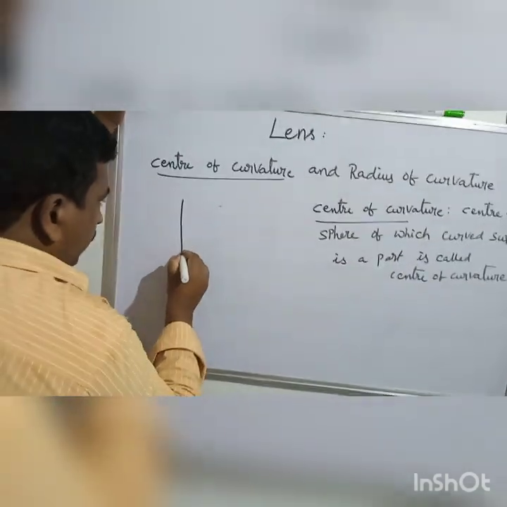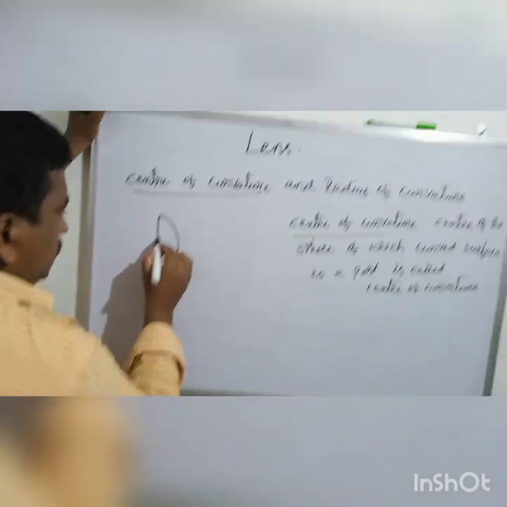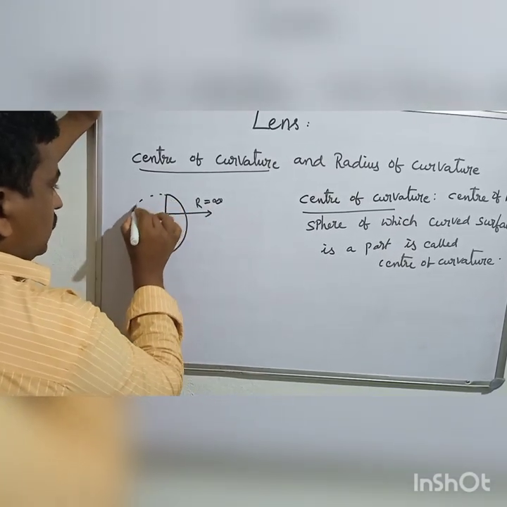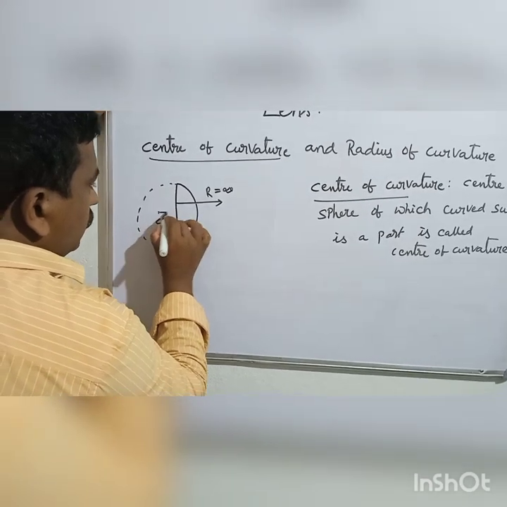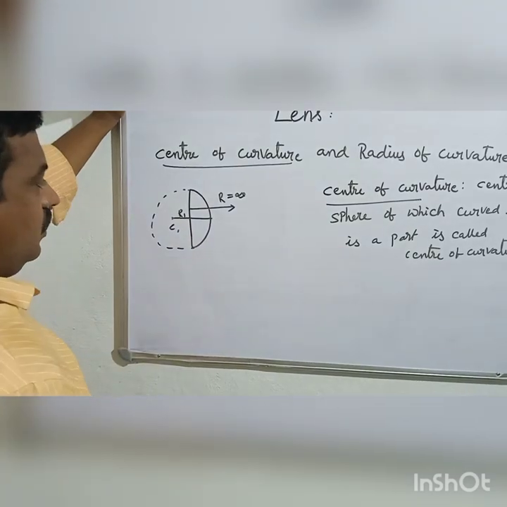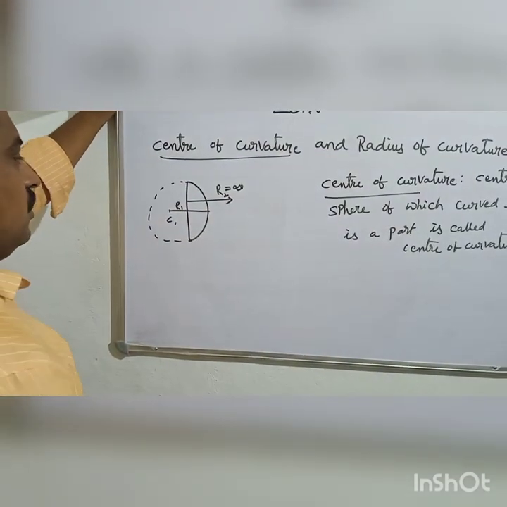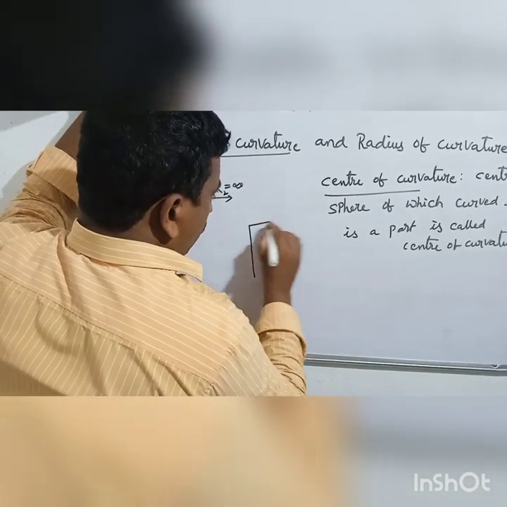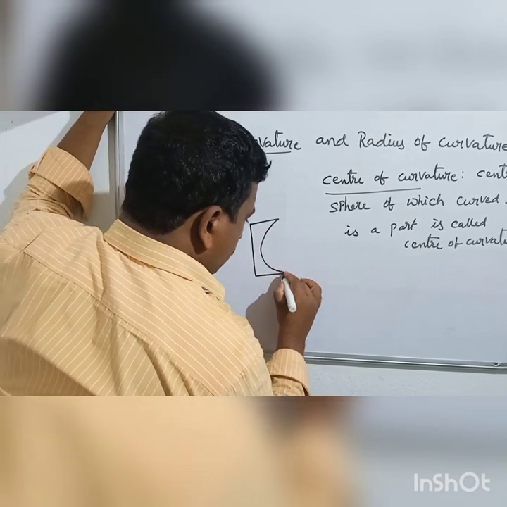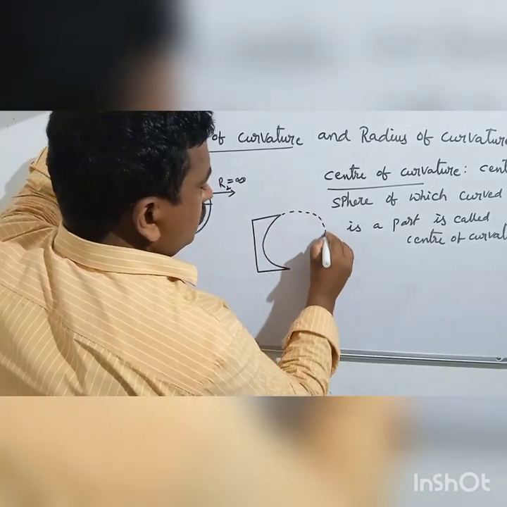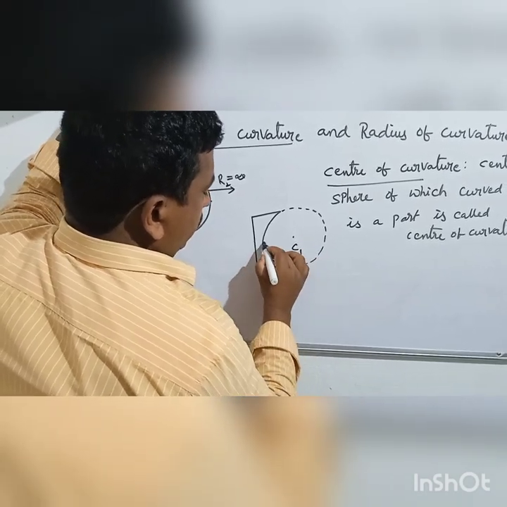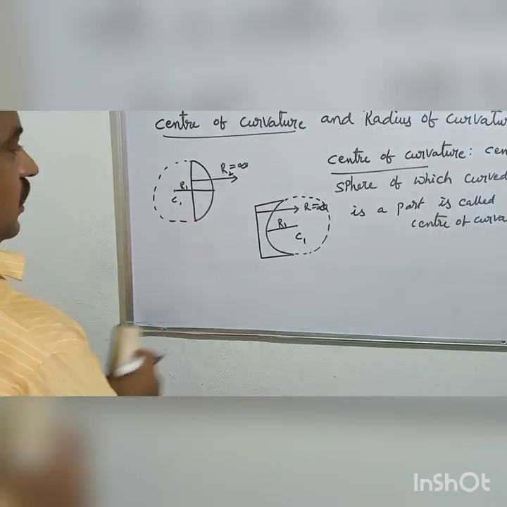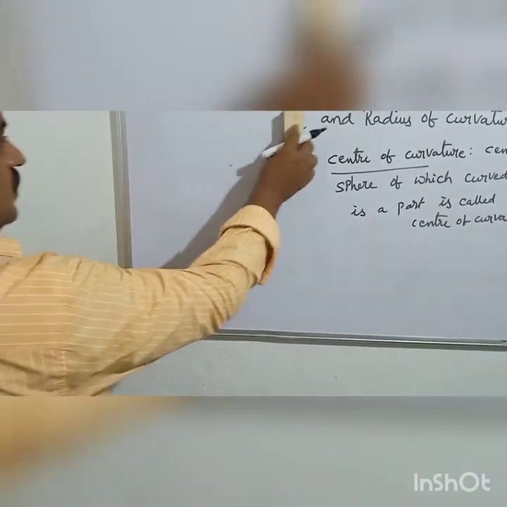For example, plano convex. This is the plano convex. The radius of curvature for a plane surface is infinity. Here you can see the center to this surface is radius of curvature R1. Here R2 is the plane surface, and the radius of curvature for a plane surface is infinity. For example, plano concave. This is the plano concave. It will be extended, this is the sphere, and this is its center of curvature C1. The radius of curvature for the plane surface is infinity. Like this we can find the center of curvature and radius of curvature.